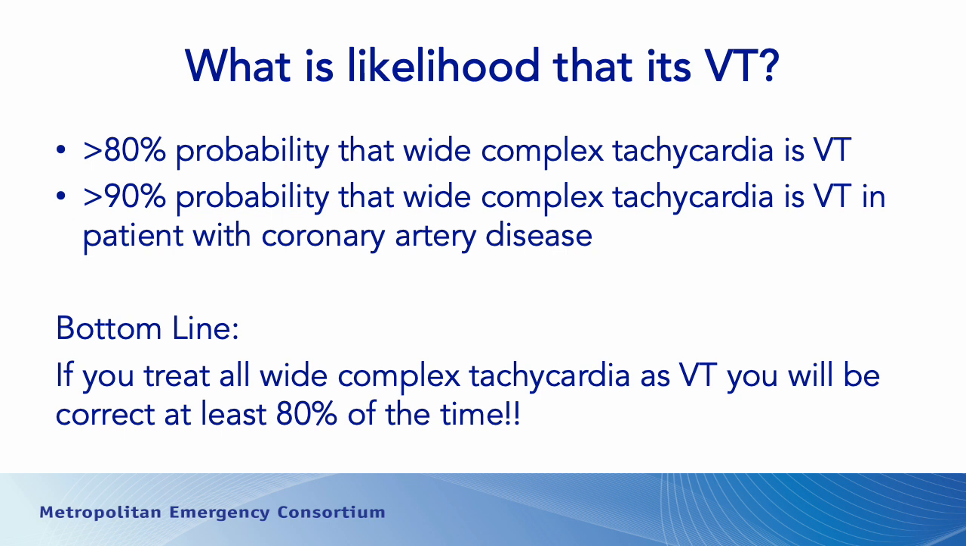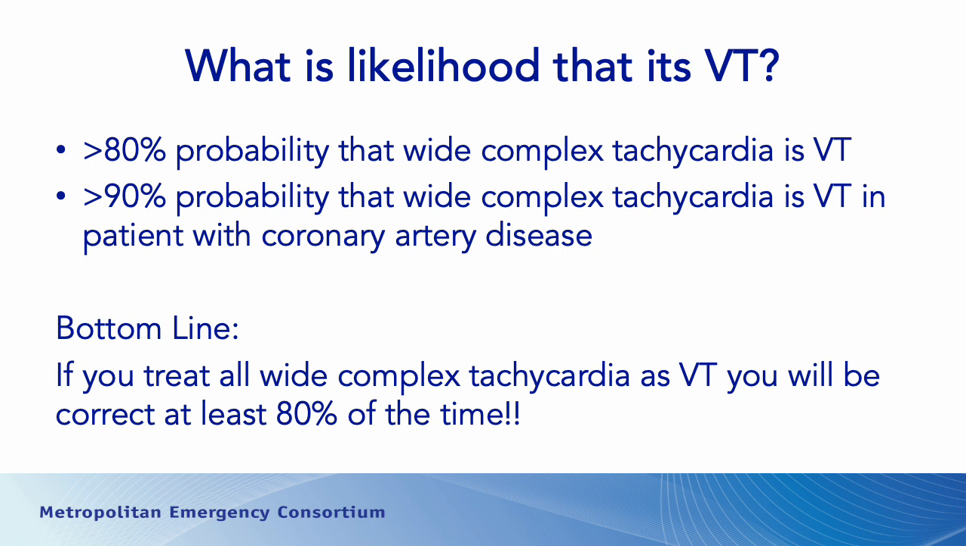So what is the likelihood that it's VT? This is something you should keep in mind. If you look at all comers with wide complex QRS, there's at least an 80% probability that it's due to ventricular tachycardia. So if you just play the odds, if you see a wide complex tachycardia, there's at least an 80% chance it's ventricular tachycardia. And if you treat it as such, you've done well for the patient.